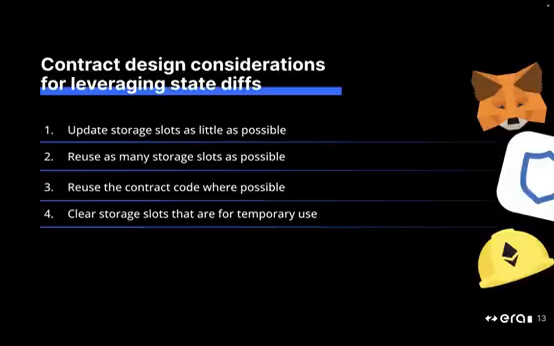We want to reuse as many storage slots as possible, as that really leverages the benefits of state diffs. Of course, reuse contract code where possible, and we want to clear those storage slots that are for temporary use. And we're going to go through a series of very simplified Oracle contracts that demonstrate this, from a very non-optimal approach, where we can see these design considerations not really being considered, and then going into a slightly more optimized approach where some of these design considerations are enacted, and then finally a far more optimized approach where a lot of these design considerations are considered and implemented.